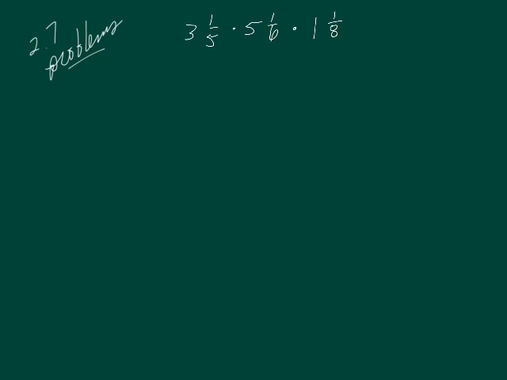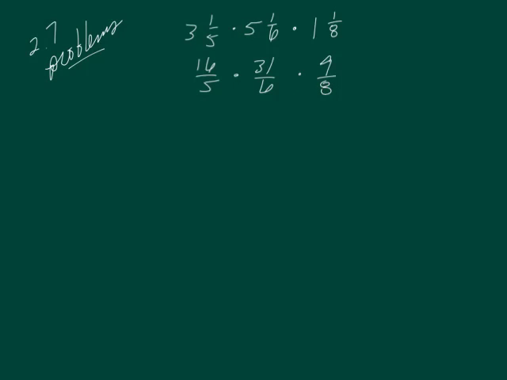Okay, again, when you're multiplying mixed numbers, you first of all have to change everything to improper fractions. So let's change this to 16 over 5 times 31 over 6 times 9 over 8. Because we're multiplying, we don't have to have common denominators, but we do need to see if we can reduce things before we multiply all this, because who wants to multiply 16 times 31 times 9 and put that over 5 times 6 times 8 and then try to reduce it?